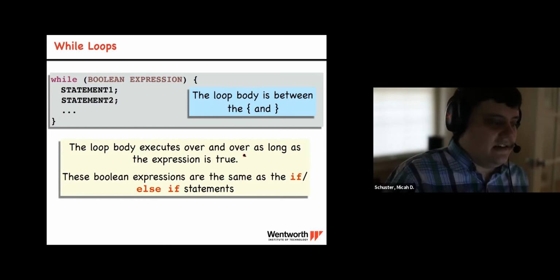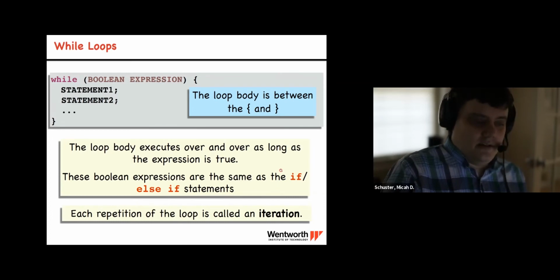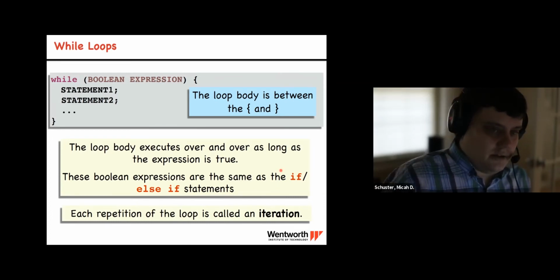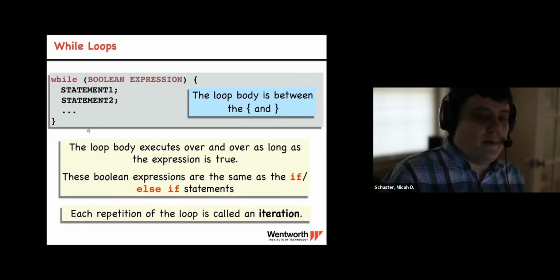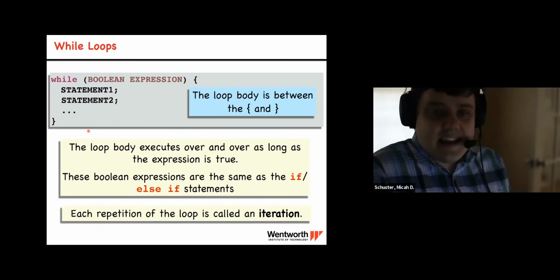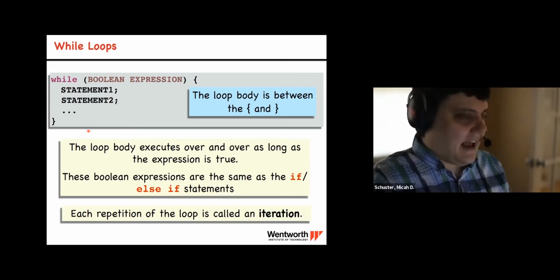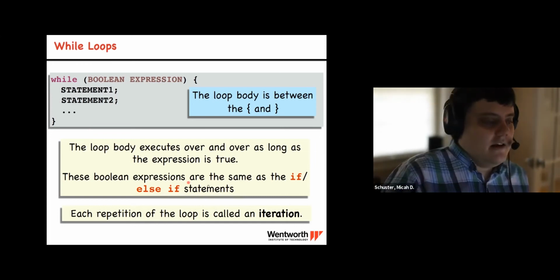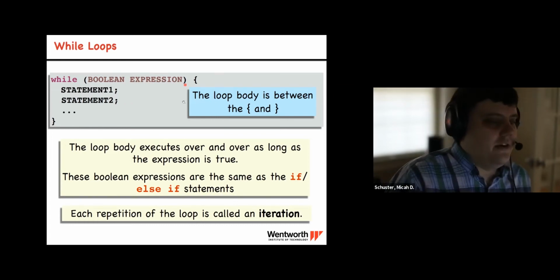So again, the body executes over and over again as long as that expression is true, and that Boolean expression is the same type we've messed around with for the if and else if statements. Each repetition of that loop is called an iteration. So if I go through this loop 100 times before it stops, that would be 100 iterations. And I could talk about any individual iteration as well. I could say on the 10th iteration, it does this. It looks like this. The calculation equals whatever it happens to be. So when you hear me talk about loop body and iteration, that's the terminology that you typically assign to things like while loops and for loops and some of the other loops that we'll see later on.